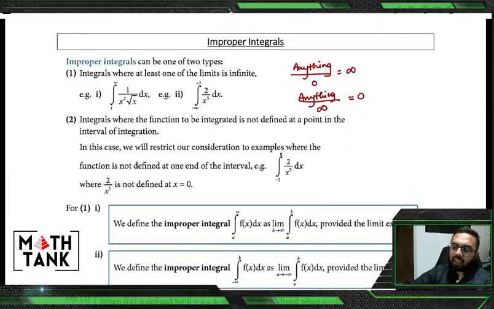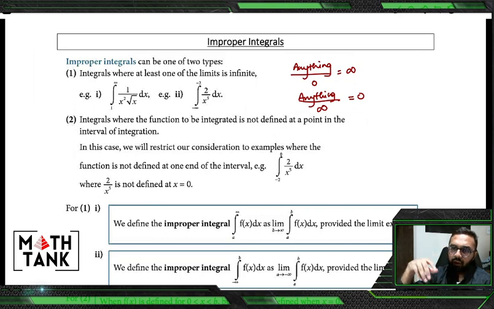Then improper integrals. A lot of people actually skip this topic when they're doing their review, so remember that improper integrals are part of the syllabus. Improper integral simply means that one of the limits is infinity. And what are the rules for infinity? Anything over 0 becomes infinite, and anything over infinity is basically equal to 0. So those are the two things that are important.